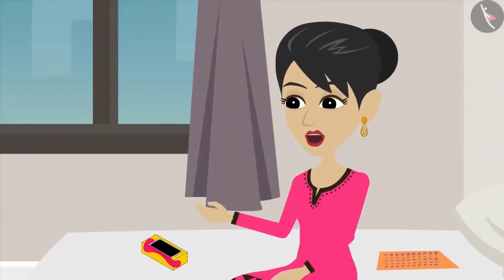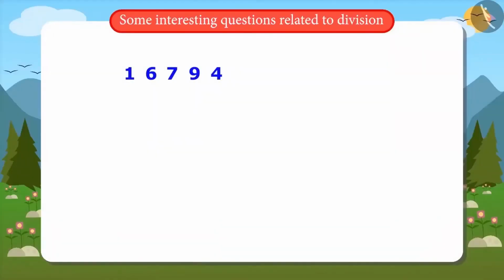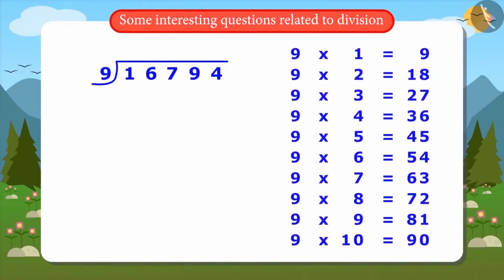Okay then, tell me. I will write 16,794 and 9 in this way to divide this. Now I will start dividing by 9. The first digit is 1. That will not be divided, so I'll divide 16 by 9. 9 ones are 9. The remainder left is 7. Let me write down 7.